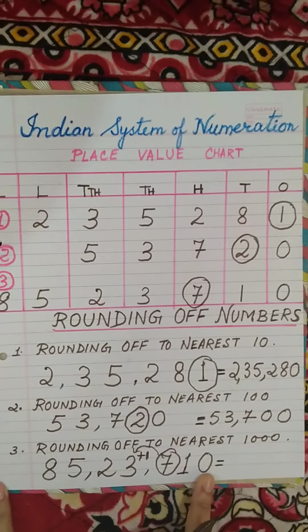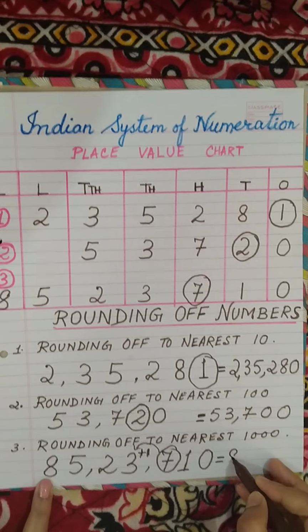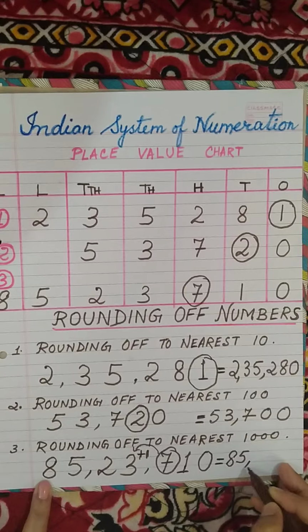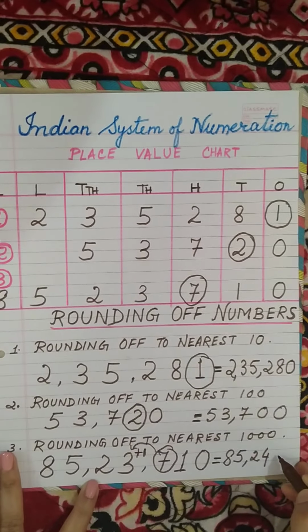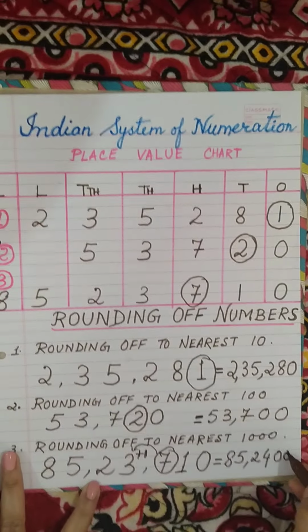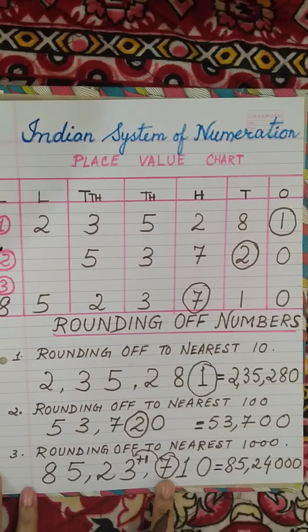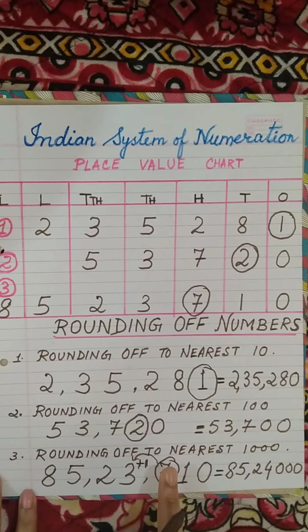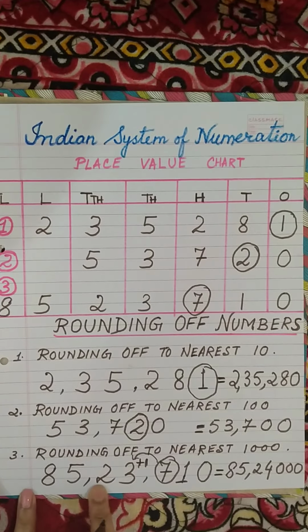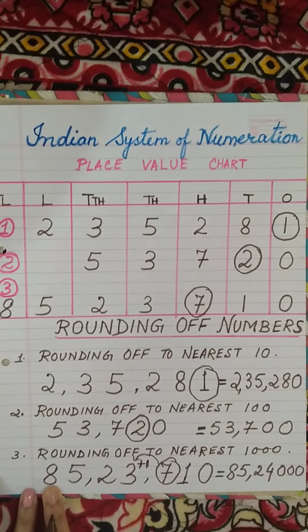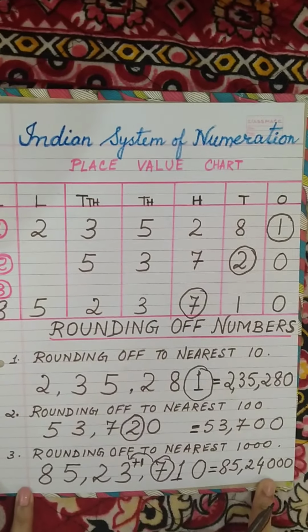So this number after rounding off can be written as 8, 5, 2, 4, 0, 0, 0. So when the number rounded off is more than 5, we add 1 to the left hand side digit of it, and rest of the numbers in the left hand side remains the same. Right hand side digits change to 0.